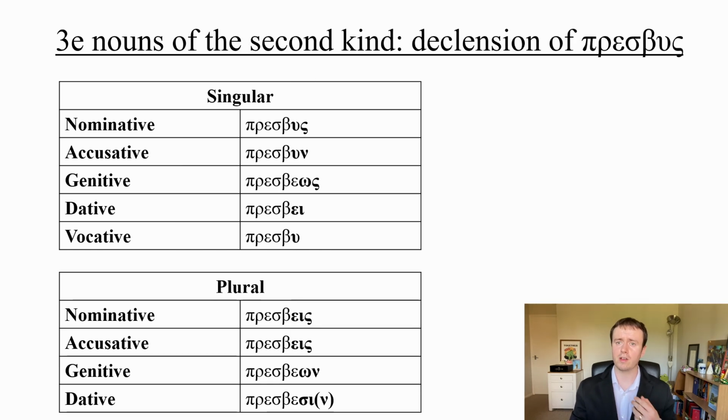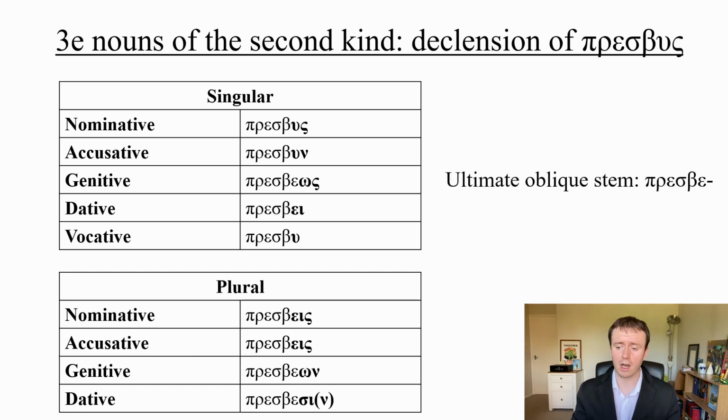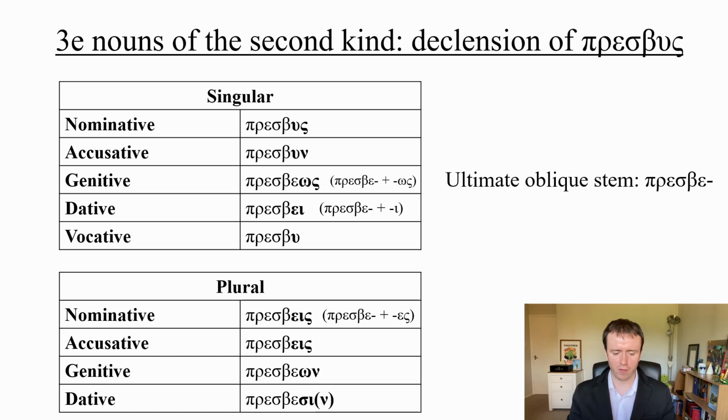And in case you were interested, that is because three nouns of the second kind also ultimately have an oblique stem that ends in epsilon. So presbeos is presbe plus os. The dative singular form, presbe, is presbe plus iota. The nominative plural form, presbase, is presbe plus s. The accusative plural form is a borrowing of the nominative plural form. The genitive plural form, presbeorn, is presbe plus orn, but the epsilon does not contract.